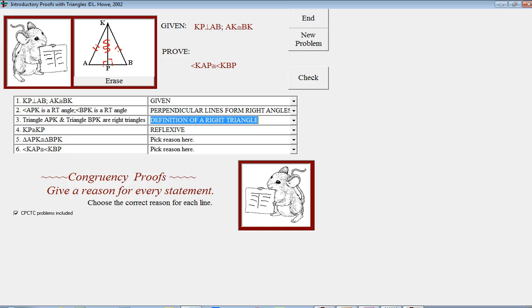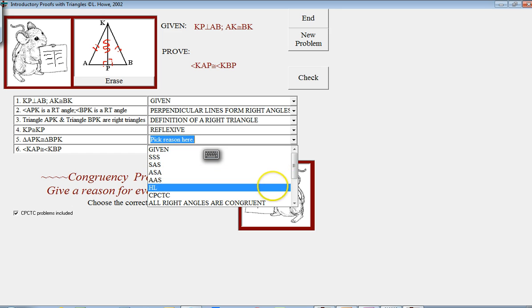Now triangle APK is congruent to triangle BPK. By what theorem did we use hypotenuse leg? Well, we have a leg and another leg followed by an angle. Yes, that's hypotenuse leg theorem.